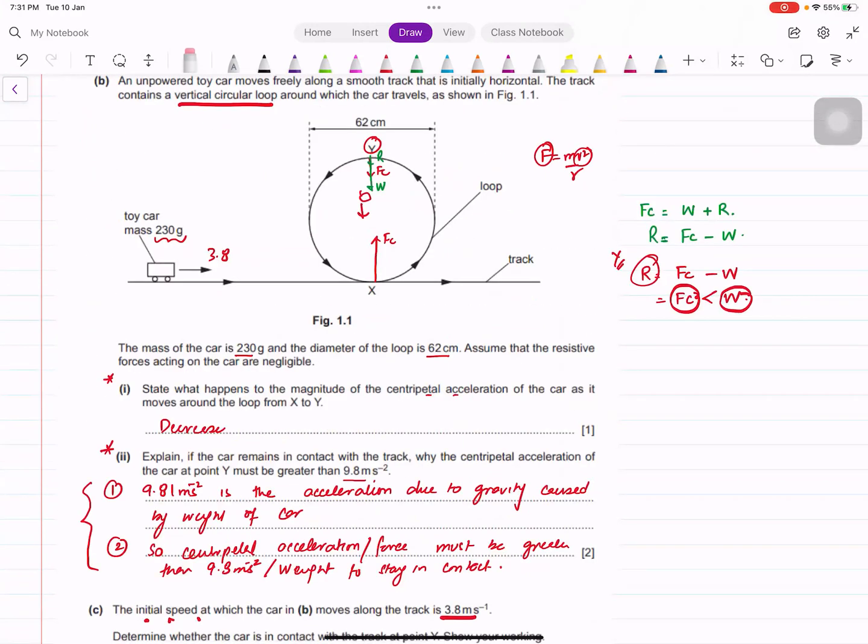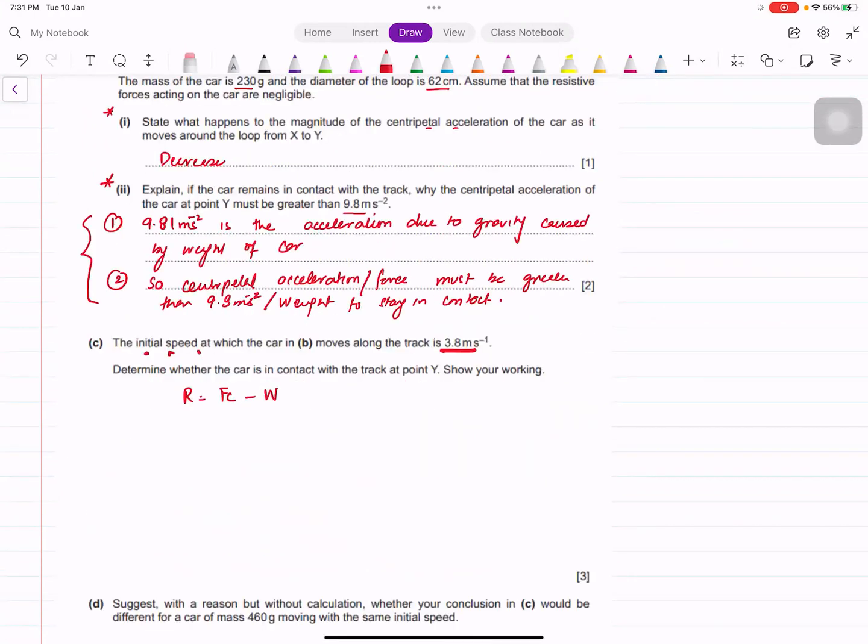So to go from this point, it has a speed of 3.8 meters per second. This is not very simple. I thought it was very simple. And then it goes up, from here to here. The height is also 62 centimeters. That's the height. So first of all, let's find the speed.